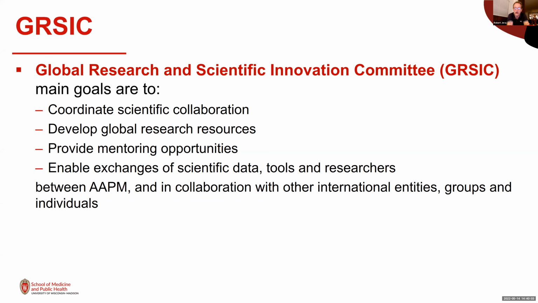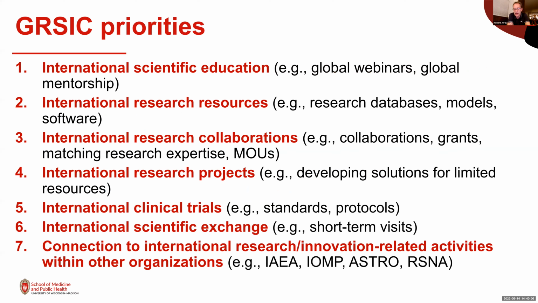With 7 priorities, which include scientific education, international research resources, collaborations, research projects, clinical trials, scientific exchange, and connection with multiple international organizations. As you see, today's event essentially falls into the first priority, which means partnering in global aspects. One of the things that we are doing, as you will see coming up, are some global webinars. We are starting an initiative with so-called Global Rising Stars.